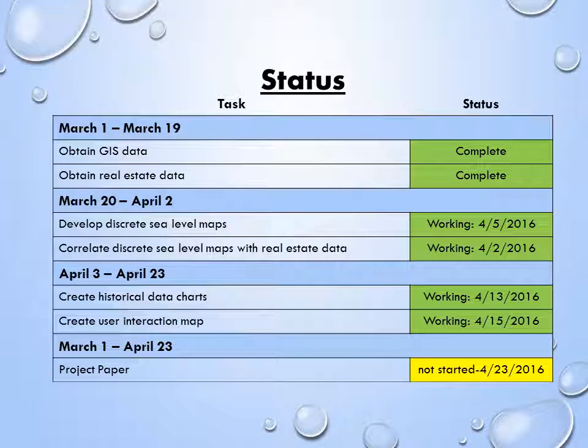We are currently on schedule and on time. All the GIS data pertaining to precipitation, storm surge, and tides has been collected and organized into a data set. The real estate data has also been collected pertaining to the average house cost, price by location, and market trends in Norfolk. We have now moved into developing the sea level maps and integrating them into the real estate data.